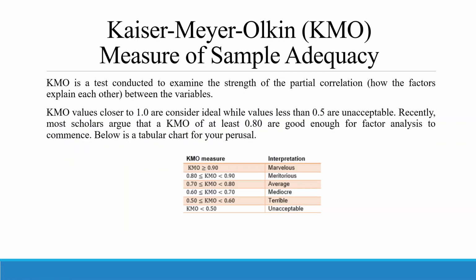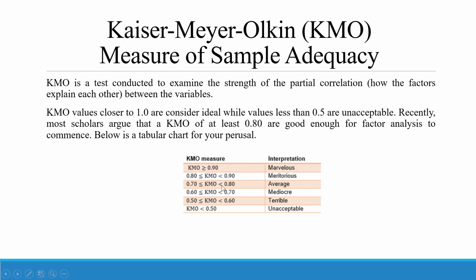We'll be using the Kaiser-Meyer-Olkin measure of sample adequacy. It's a test conducted to examine the strength of the partial correlation between the variables. KMO values closer to 1 are considered ideal, while values less than 0.5 are unacceptable. Recently, most scholars argue that a KMO of at least 0.80 is good enough for factor analysis to commence.